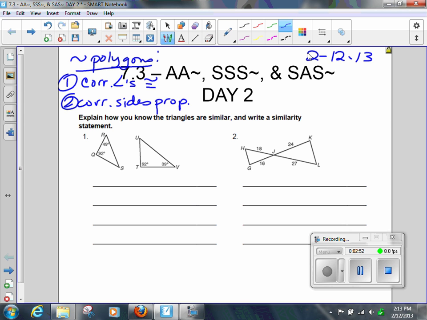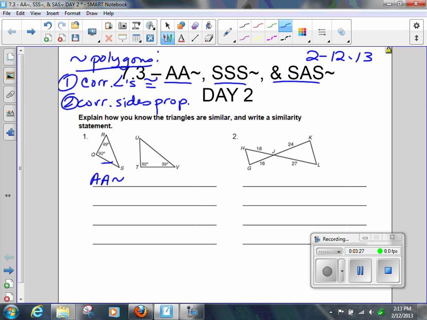Now, look at what we're given in number 1. What type of information are we given? Are we given side information or angle information? Angle. It appears that if these two figures are similar, they're going to be similar by which of these 3 theorems? It appears that they would be similar by angle-angle similarity. Now, how can I ensure that they are? Work it out. Fill in the missing angles. How do I do that?